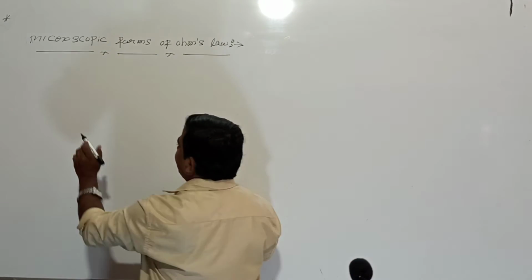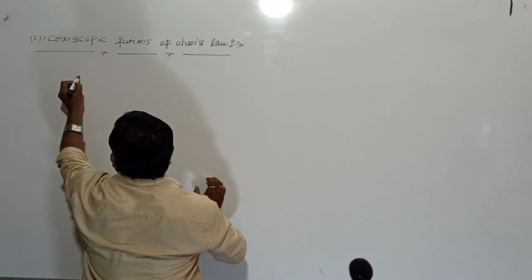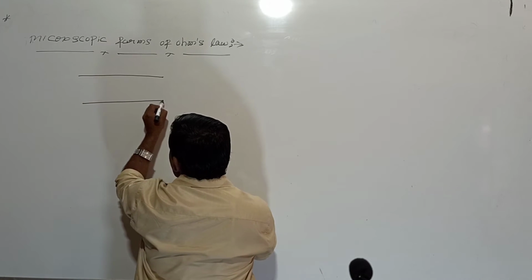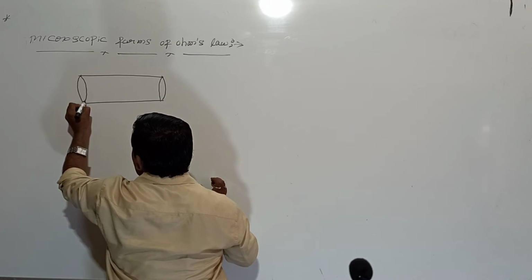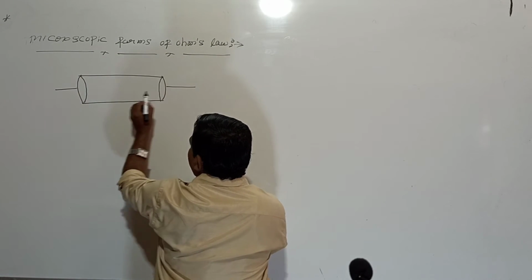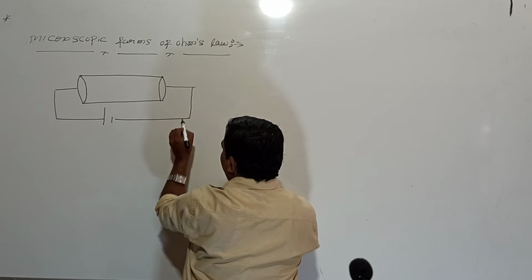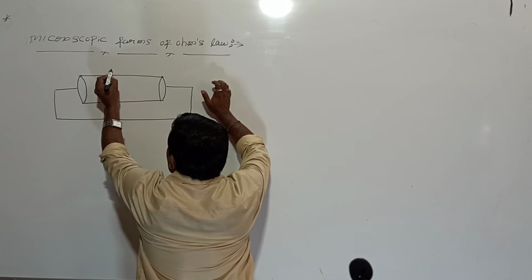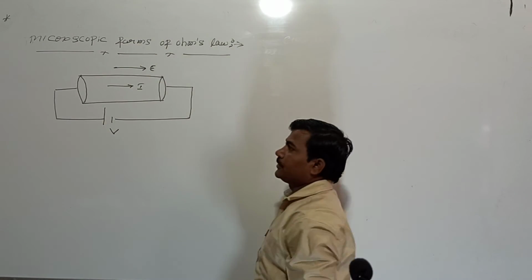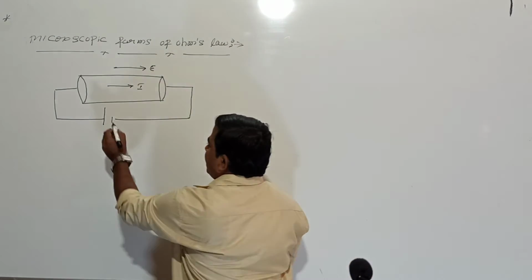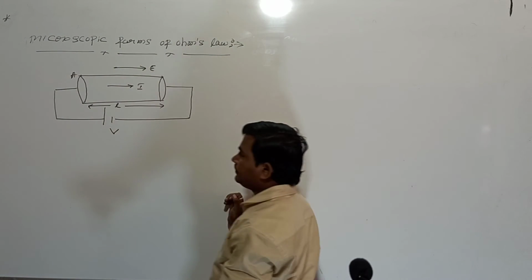How to explain this? I will take a conductor. Either take a uniform cross section or non-uniform cross section, doesn't matter. When potential difference is applied, electric current is set up due to the electric field. Consider L is the length of the conductor, and A is the area of cross section of the conductor.